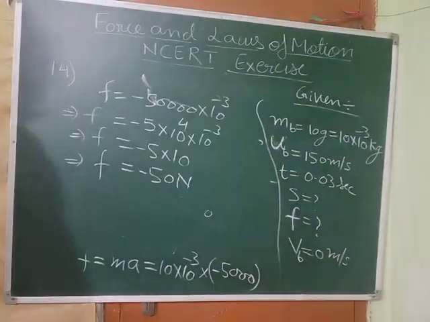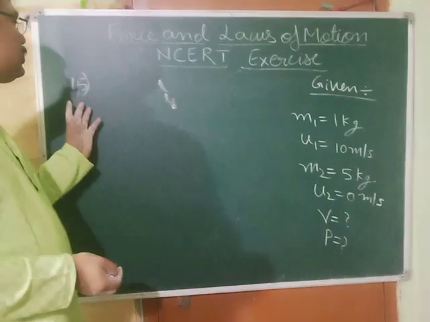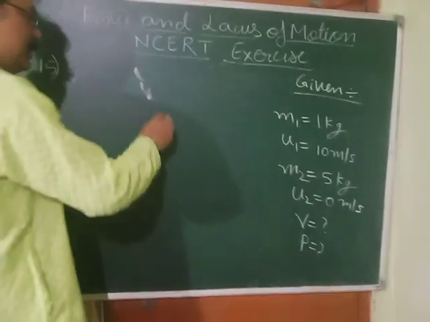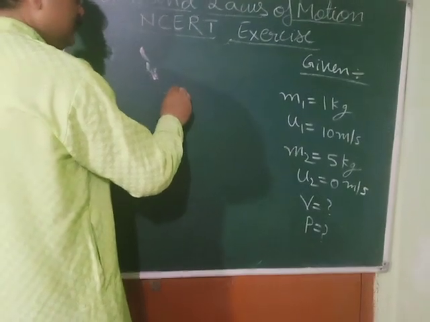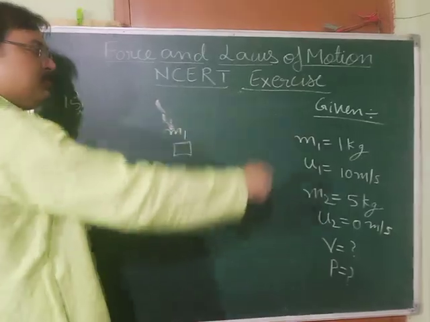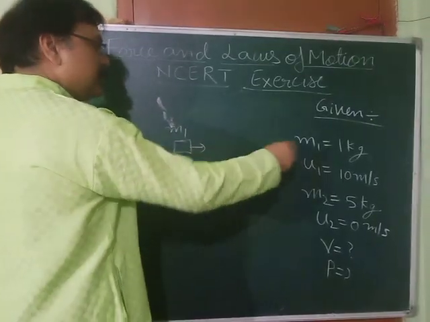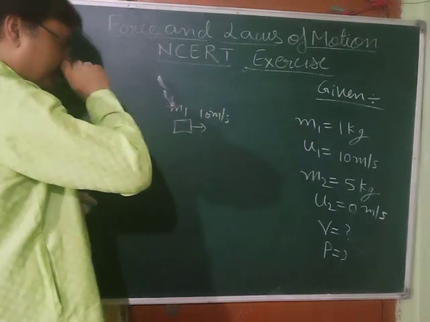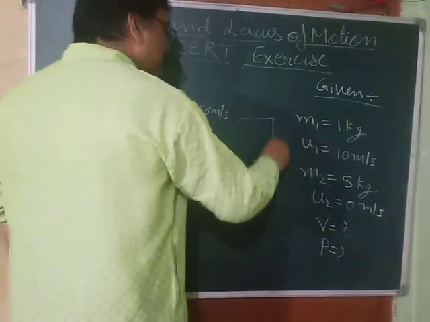Okay. Now see, this is question number 15. What is given in question number 15? An object is there, maybe of any shape, which has got mass m1. m1 is how much? 1 kg. And it is moving with a velocity of 10 meter per second. That is u1. And here a wooden block is there.